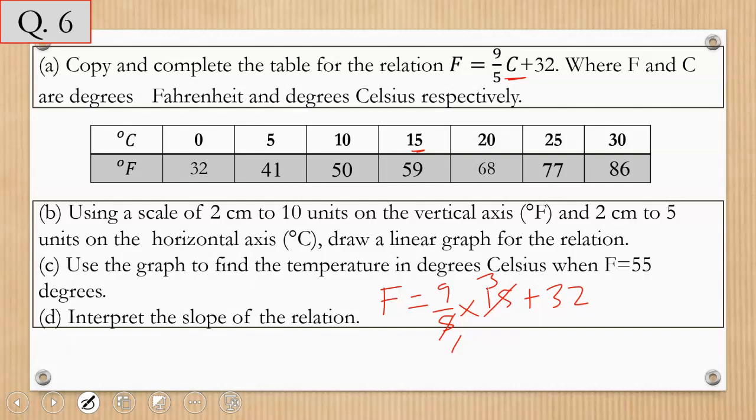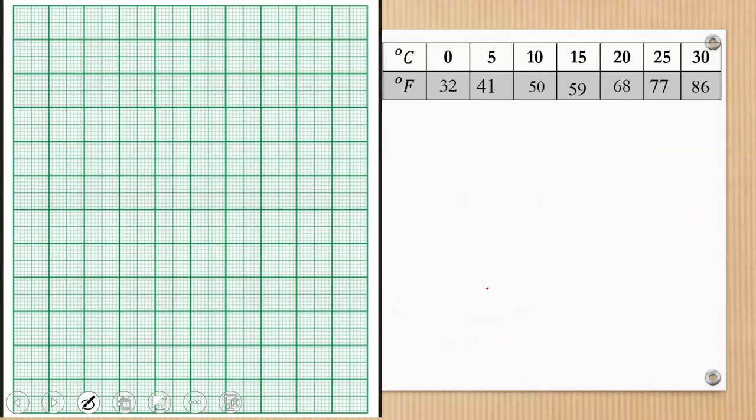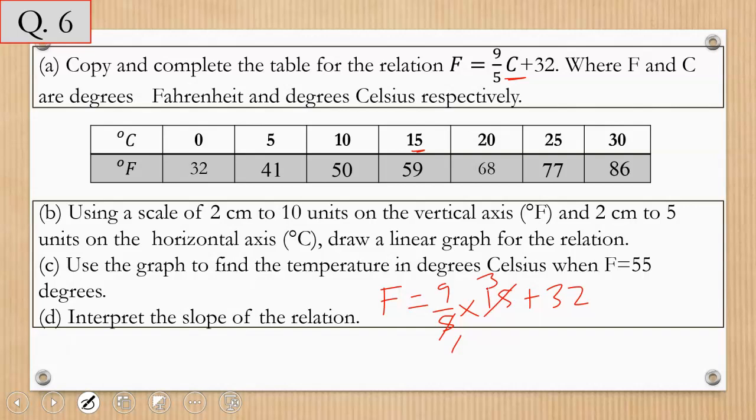And so all I need is to get my graph paper, and I have to use the scale. According to the question, I should use the scale of 2 centimeters to 10 units on the vertical axis, that is the y-axis, and then 2 centimeters to 5 units on the horizontal axis, which is the x-axis. And we are using F as vertical and C as horizontal.